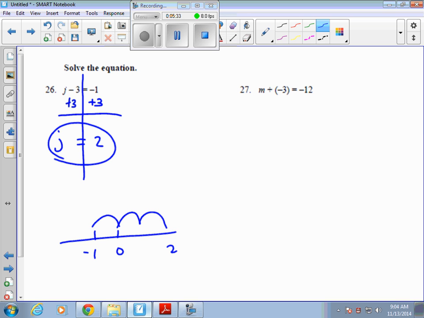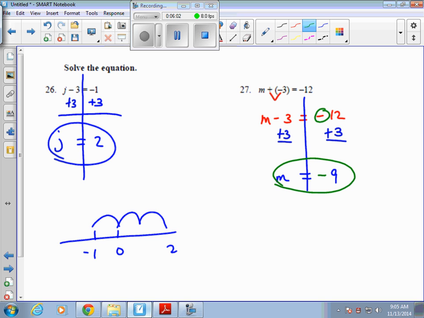M plus a negative 3 is the same thing as M minus 3 equals negative 12. Undo this minus 3 by adding 3. If you add it to the left, add it to the right. M equals, again, think of that number line if you have to, or think of the fact that they're opposite signs. Subtract them. 12 minus 3 is going to be the number 9. And since 12 is a higher absolute value and it's negative, 9 is going to be negative.